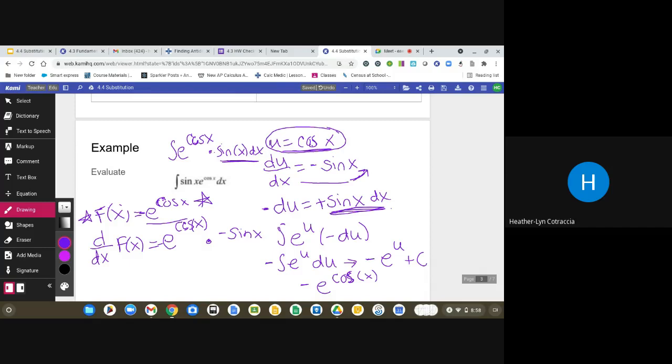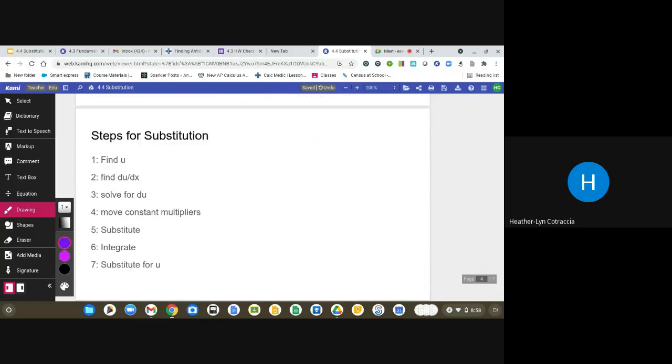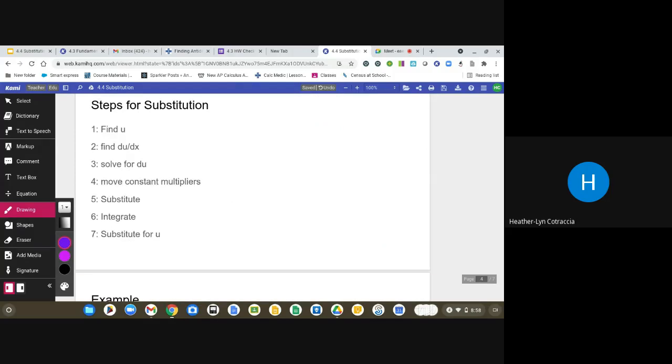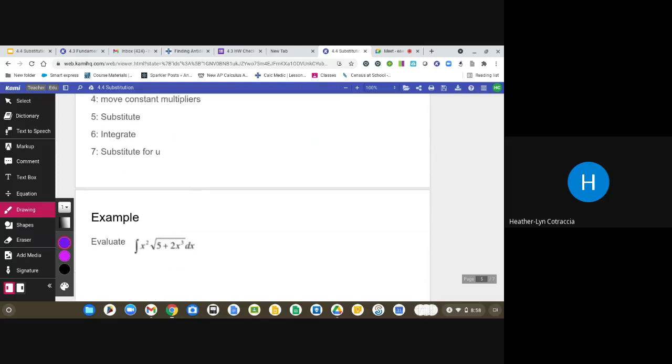That was my antiderivative, negative e to the cosine of x. Okay, so now, formal steps, here they are. The first thing you want to do is find your u, and differentiate your u with respect to x, both sides of the equation. Solve for du by moving the dx over to the other side. Move your constant multipliers by division. Substitute into the original integral. Integrate that, and then substitute back in for u.